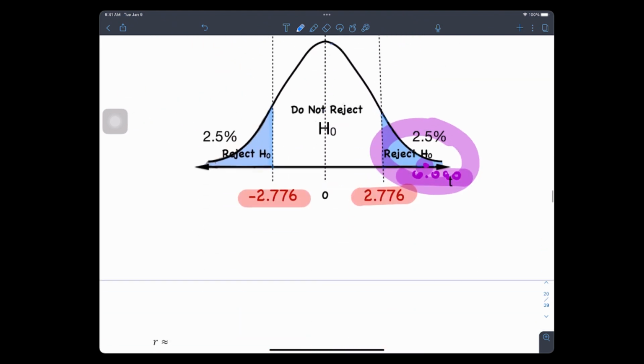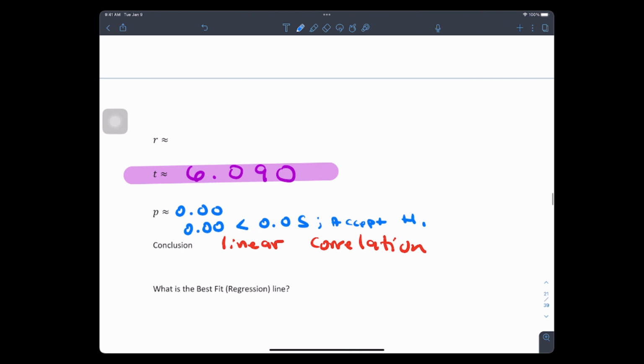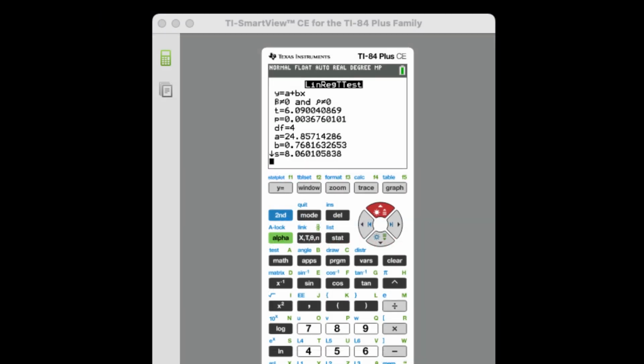So I just want you guys to see that. What's next? What is the R value? Oh, the R value, we have to scroll how? Down. What is that going to be? R is going to be what?